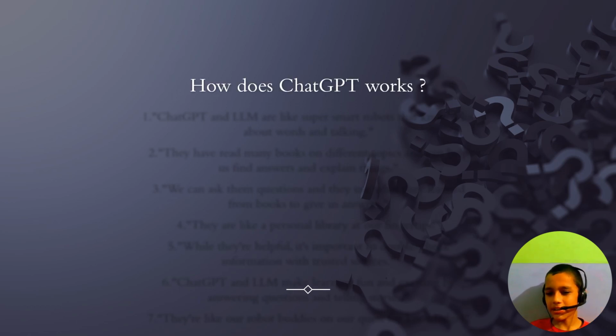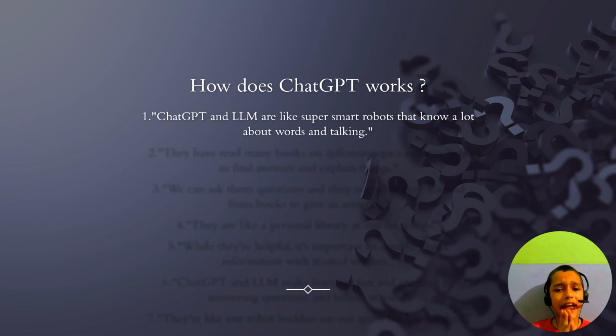How does ChatGPT work? ChatGPT works with an LLM, that is a large language model, which are like super smart robots. They know a lot about talking and words. Like we have supercomputers, like Sparam is our supercomputer. ChatGPT and LLMs are like super smart robots that know a lot about words and talking.